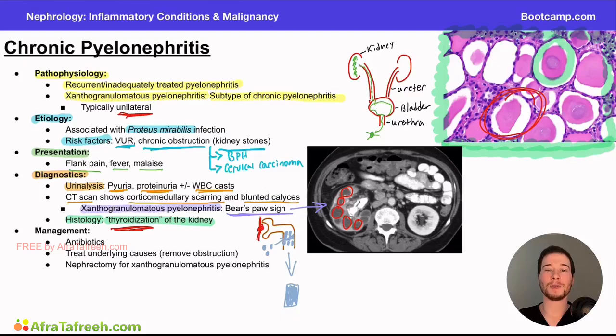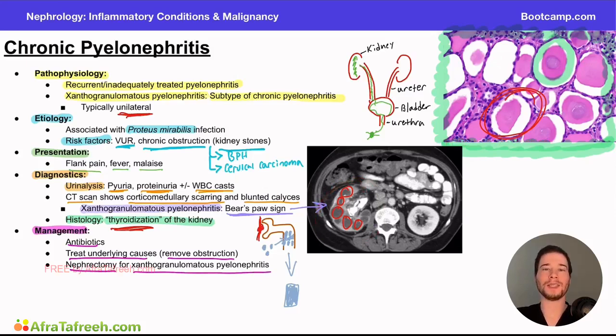Now, when we talk about management options here, we're going to do our typical things we would do for a urinary tract infection, which include antibiotics, treating the underlying cause, which often involves removing the obstruction. We said we can have a kidney stone in the way, particularly if the patient does have a Proteus infection and they do have a struvite stone. We know that those typically need to be removed surgically because they're so large that we'll never pass them through the ureter itself. And you're likely to consider a nephrectomy for patients who have xanthogranulomatous pyelonephritis, which again is a subtype of chronic pyelonephritis, often seen with this bear paw sign.